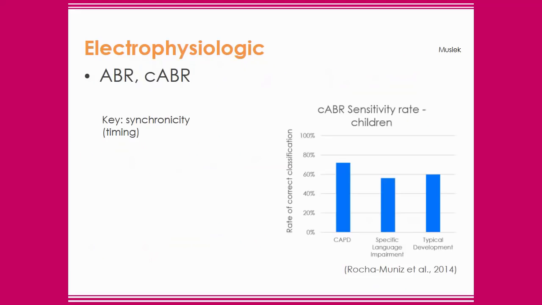I'd also like to share with you some data, again compiled by Frank Musiek, showing some of the specificity and some of the sensitivity data for children with various types of disorders and typically developing children. Again, pointing out that electrophysiological measures are useful in the evaluation of children as well as adults.